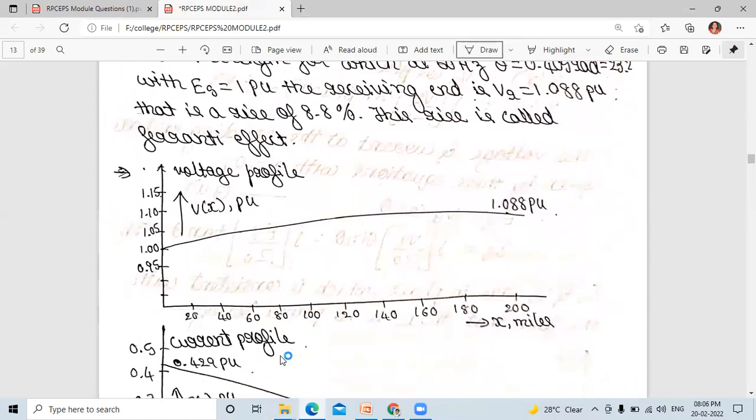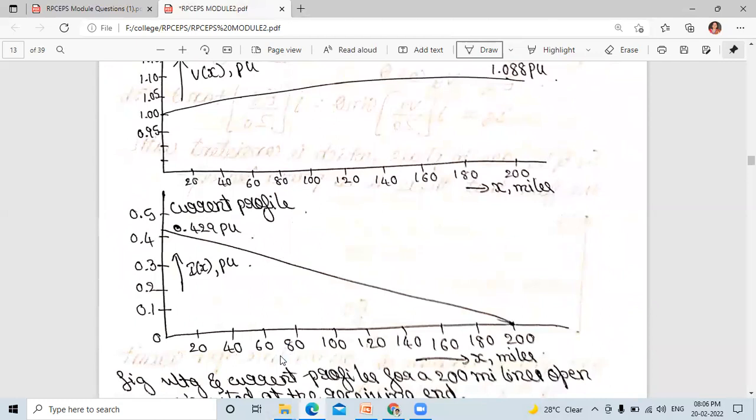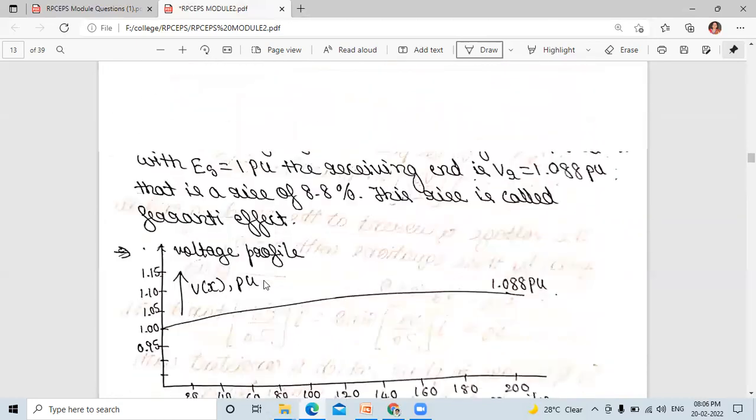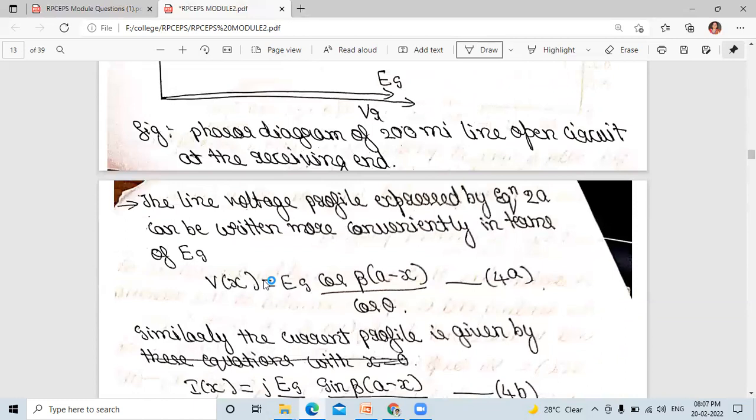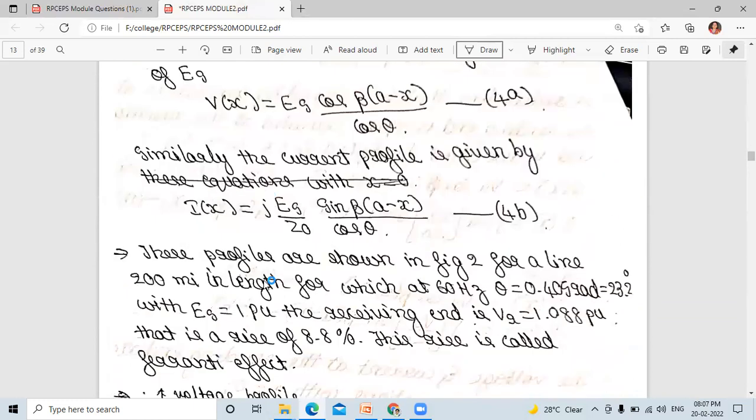And this is a voltage profile and current profile. You need to draw this graph, because this indicates what the voltage profile is and what the current profile is. You need to draw this graph, and you need to write the equations related to the particular topic. There are so many equations you need to mention.